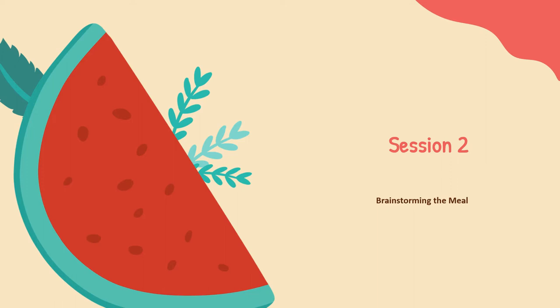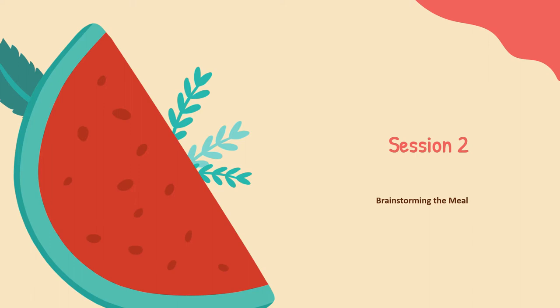Session 2, brainstorming the meal. Tell students that today we will start the process of planning the awesome meal for the first graders. Ask students to share what some of their favorite meals are. What are some things that they know are healthy? What are some things that are delicious? So this is where students are going to start thinking about the meal.